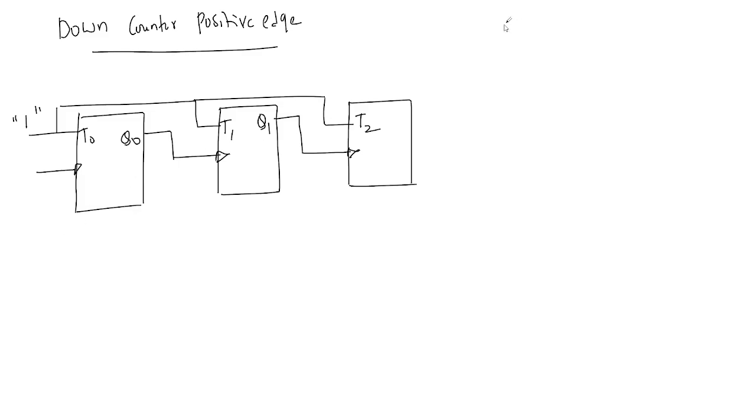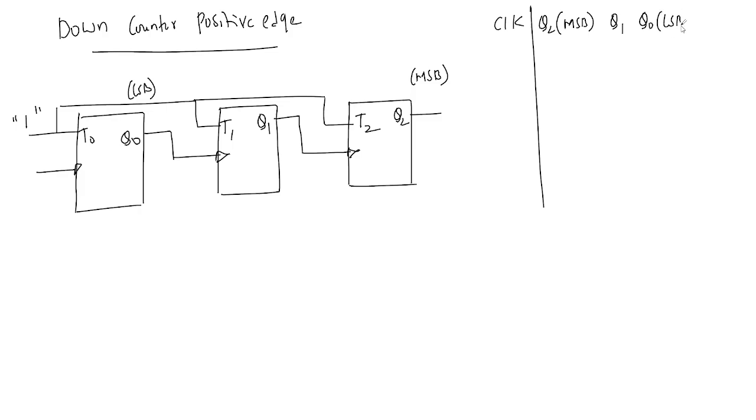So here I am writing the clock and Q2. Q2 is nothing but the MSB, no? The rightmost bit is the MSB of the flip flop, and the leftmost, this Q0, is the LSB of the flip flop. So Q2, Q1, and Q0. Q0 is the LSB of the flip flop.